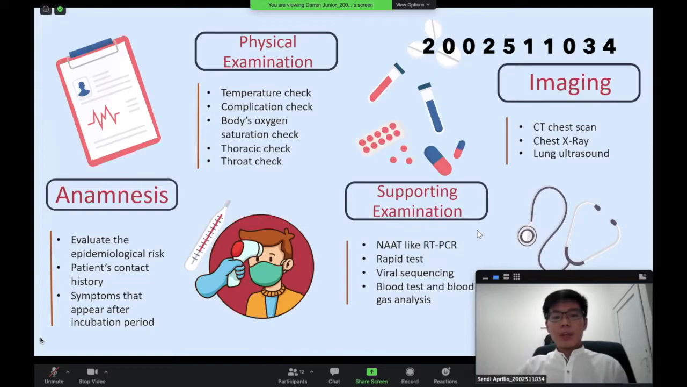My name is Sendi Aprilio. The first step in diagnosing COVID-19 is taking anamnesis, including evaluating patients' epidemiological risk.